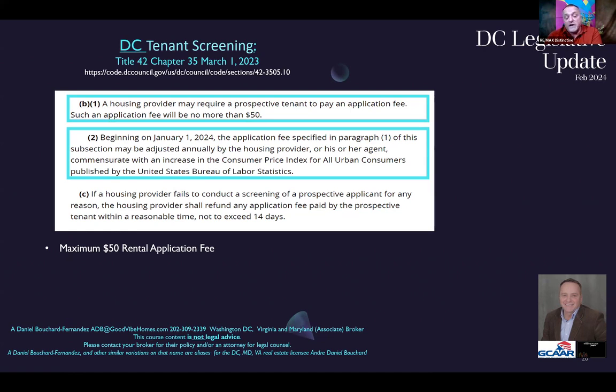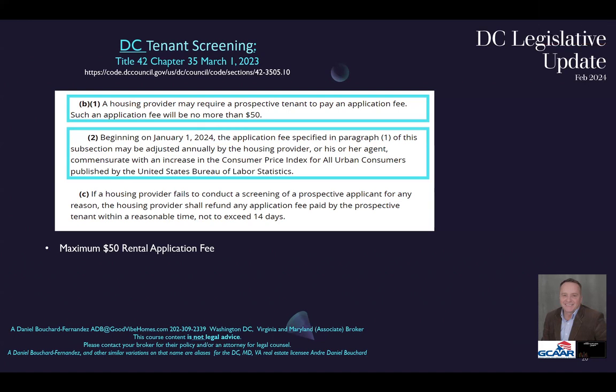The city is promising to come up with a calculator that you can plug into. I haven't seen it yet, but they're promising that it's coming. So for the time being, my suggestion is don't charge any more than $50 for your credit application fees.